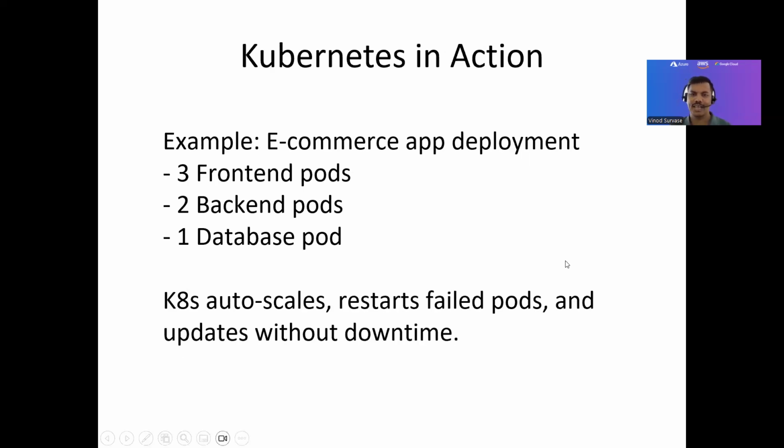And Kubernetes in action, to understand it in a better way with an example. This is one example I put together, an e-commerce application deployed across 3 front-end pods, 2 backends, and 1 database, right? Now, Kubernetes autoscales, which expands its services and operations. It restarts failed pods, pushes updates again, and updates without downtime.